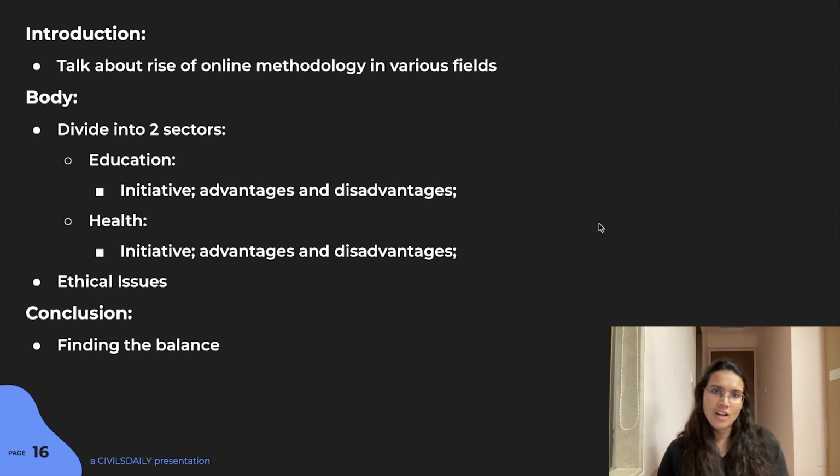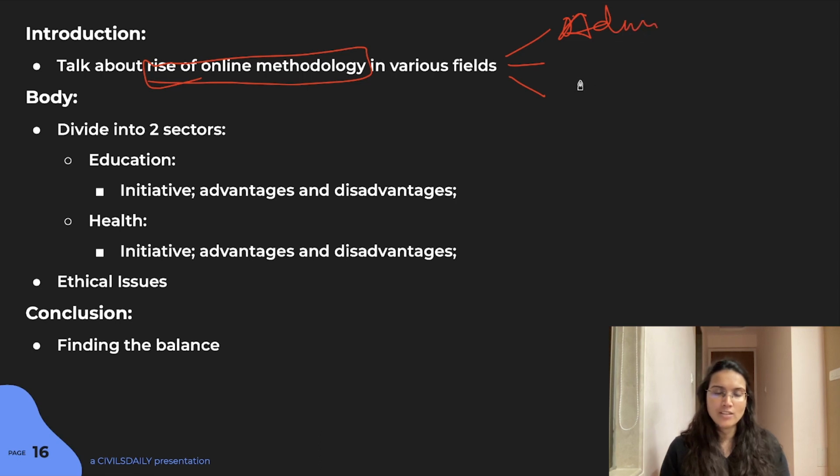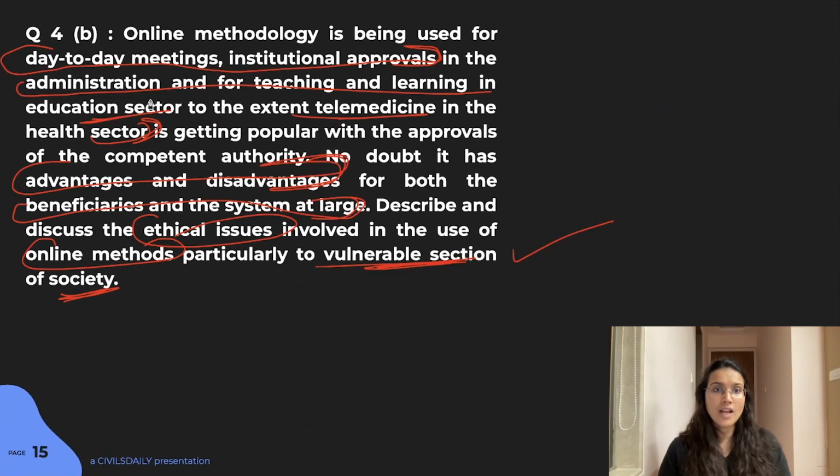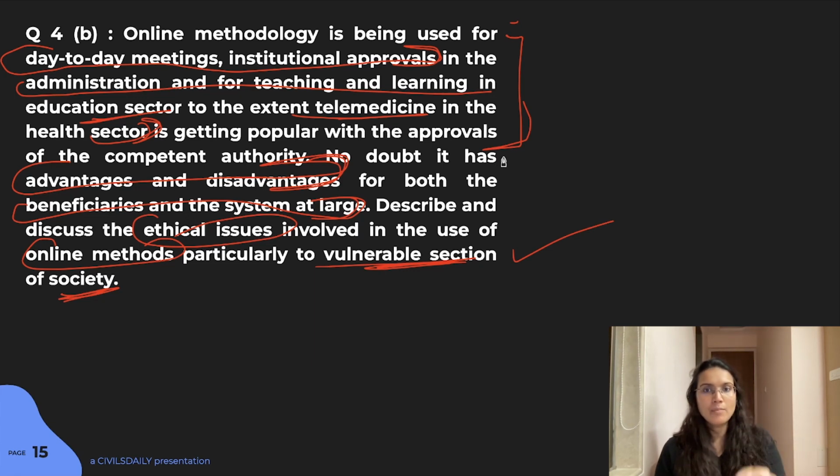So I've drawn a basic draft here, which you could have talked about. In the body, talk about the rise of online methodology in various fields. What you can do is divide it into three, four sections here. You can talk about administration, the rise of online methodology in the health sector. You can highlight that portion in the education sector. Till this portion, you can actually leave it there, and that will be done with.